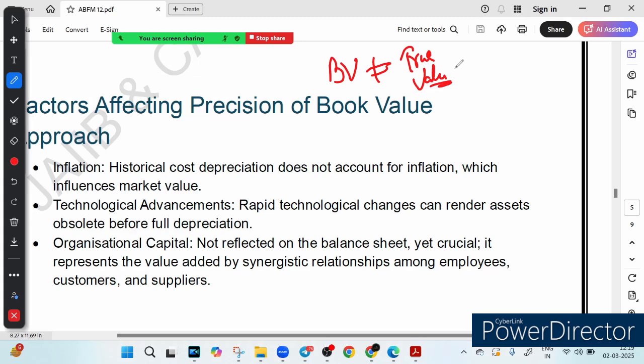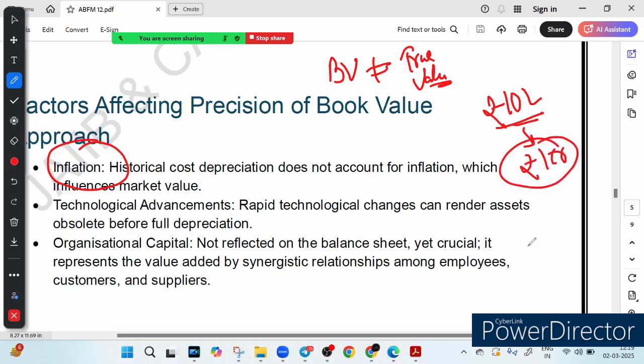The first factor is inflation, the silent killer of value. Imagine you bought a house 20 years ago for rupees 10 lakh, right? Today that same house is worth rupees 1 crore, but on paper, on the balance sheet, it is still shown at rupees 10 lakh. That is the problem with book value. It does not consider inflation, right? Because on paper it is still 10 lakh, but it ignores the inflation.